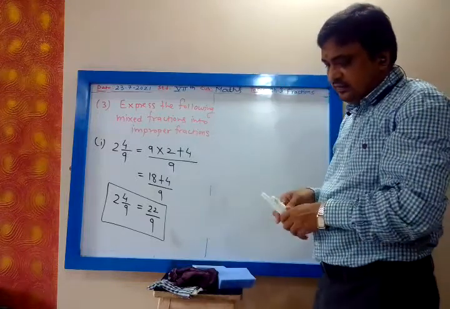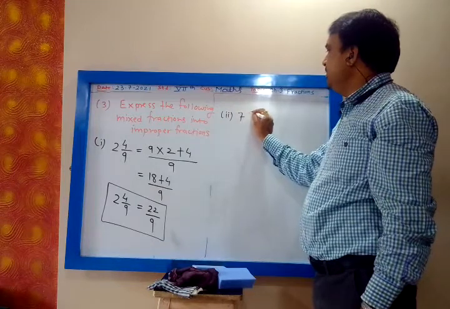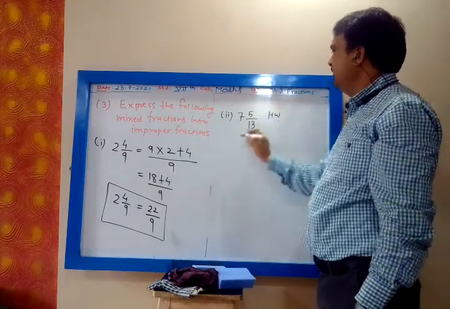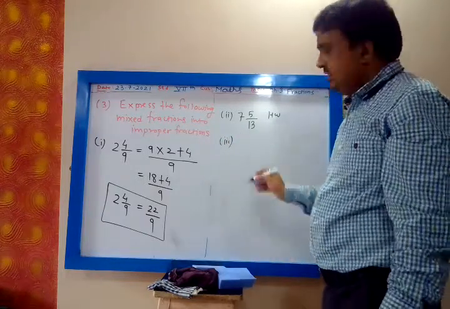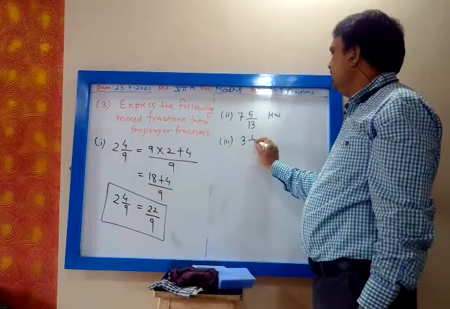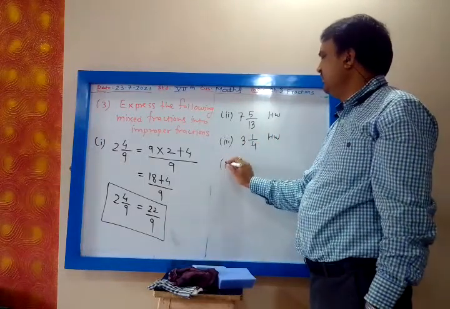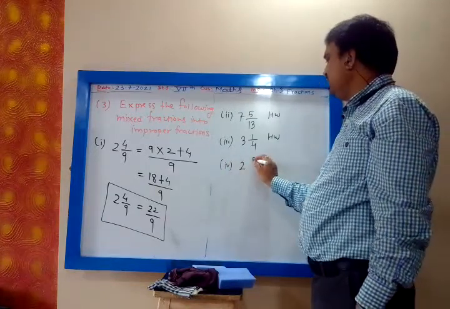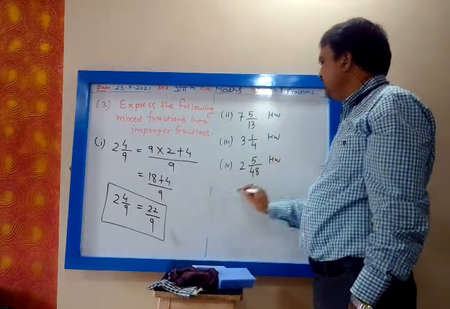Now second, 7 is to 5 by 13. Let me give this as homework. These are things you have done in rational numbers. Then 3 is to 1 by 4, homework. Then fourth, 2 is to 5 by 48, homework.